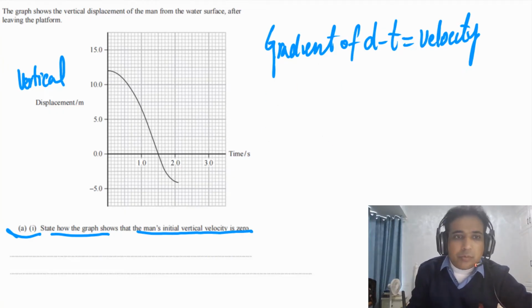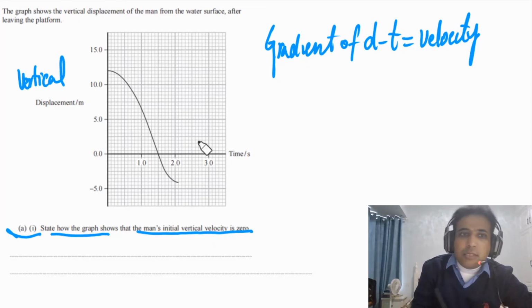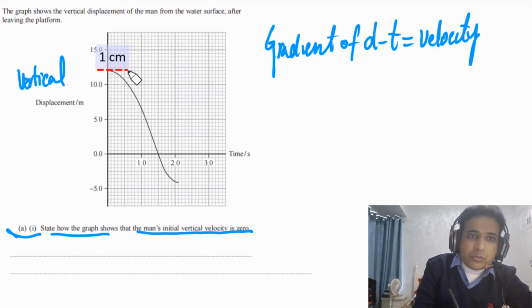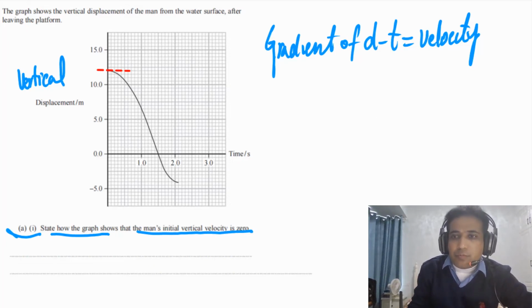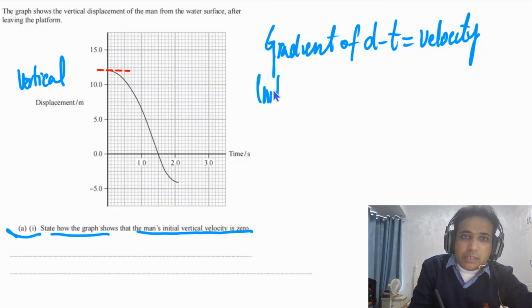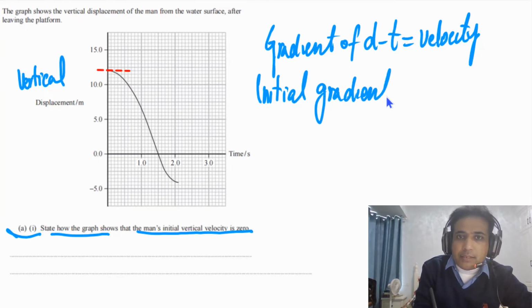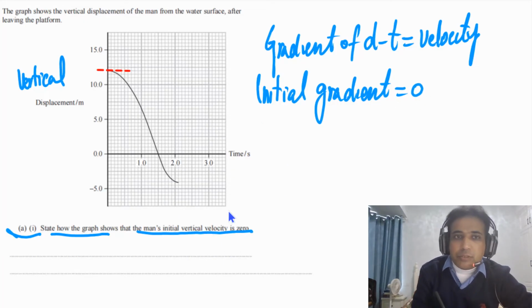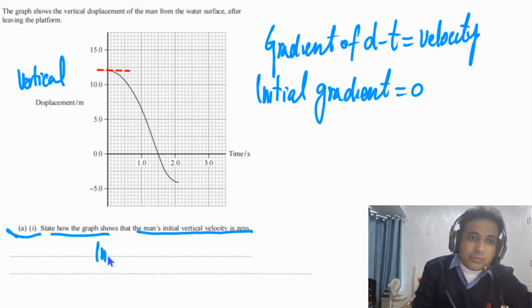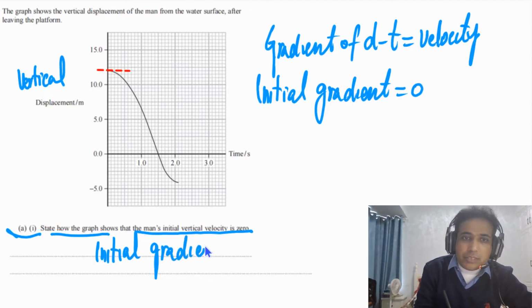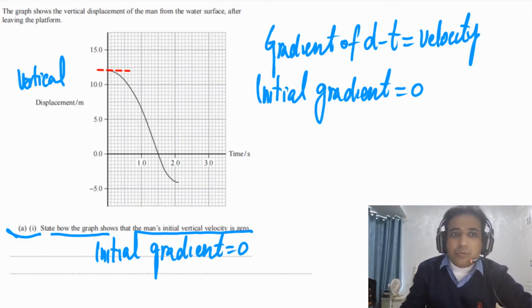So simply we need to draw the tangent line and we need to find the gradient. If we draw the tangent line here, the gradient of this tangent line is equal to 0. So simply we can say as the initial gradient is equal to 0, the initial vertical velocity is also equal to 0.